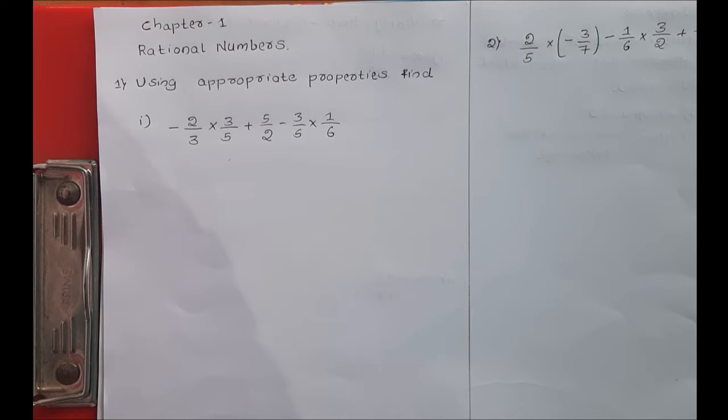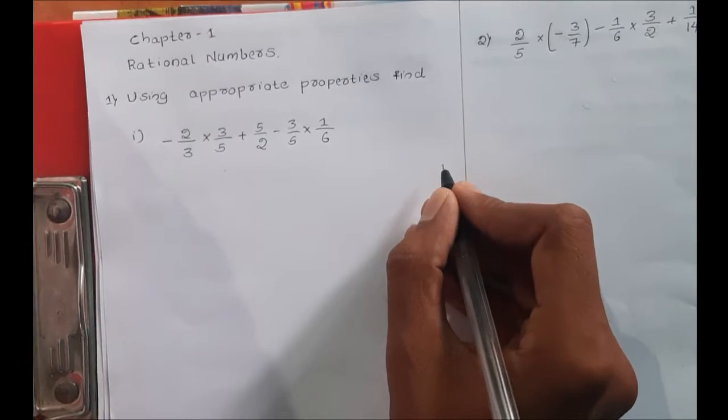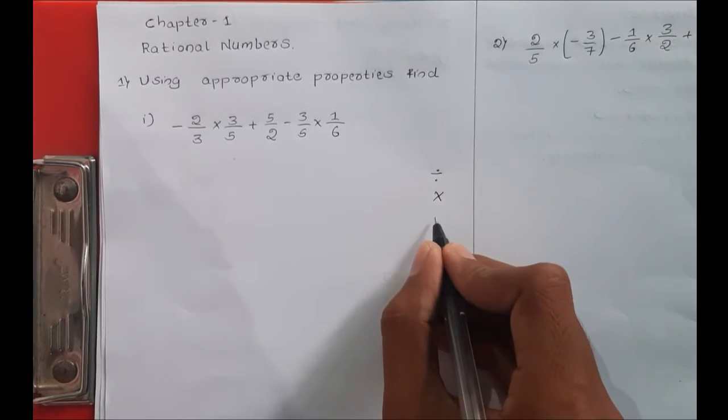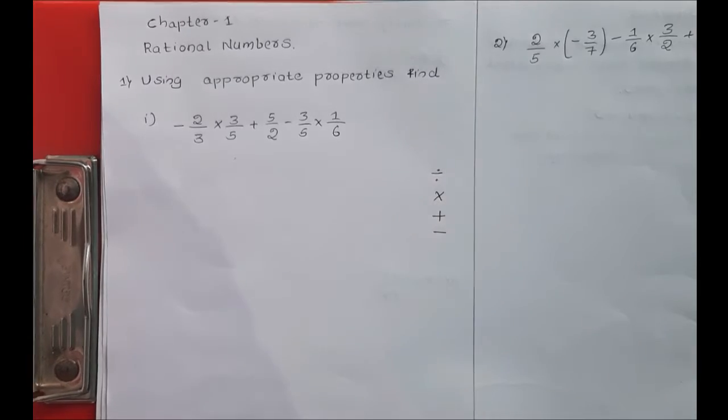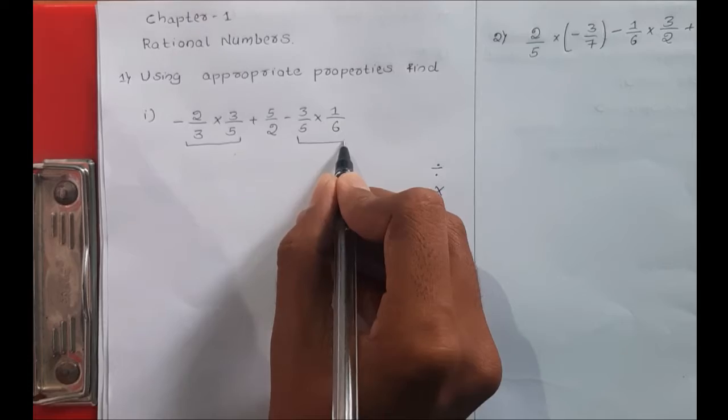Today you are solving the 8th class NCERT chapter 1 rational numbers exercise 1.1. First question, using appropriate properties find: minus 2 by 3 into 3 by 5 plus 5 by 2 minus 3 by 5 into 1 by 6. As per mathematics rules, first you have to do division and multiplication, then addition or subtraction. Here you first make a multiplication, here make a multiplication.